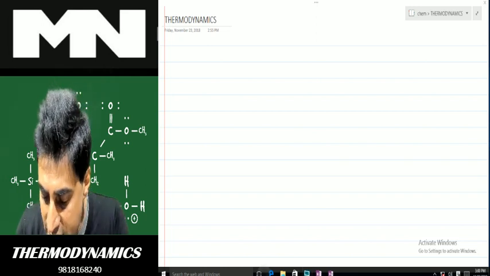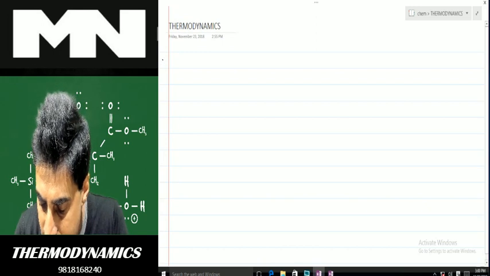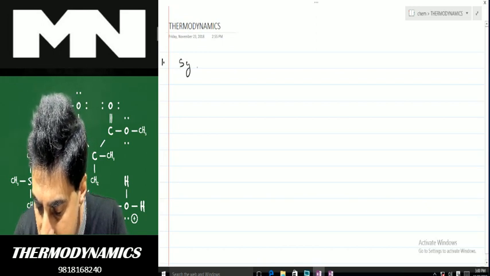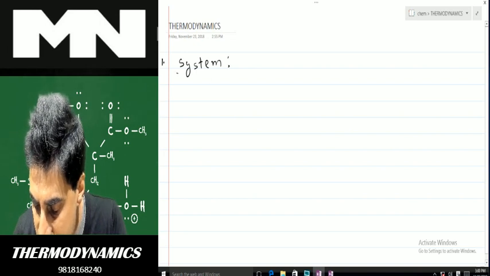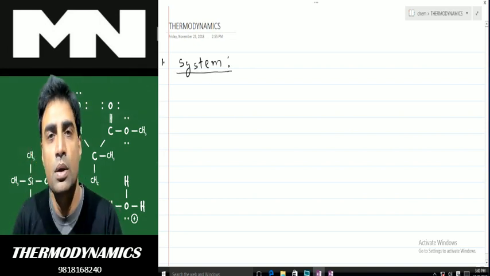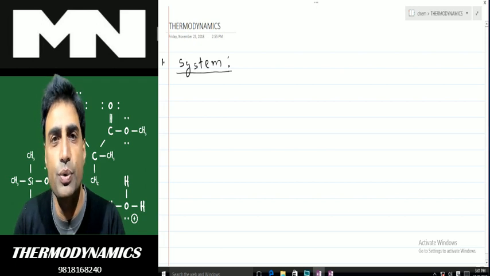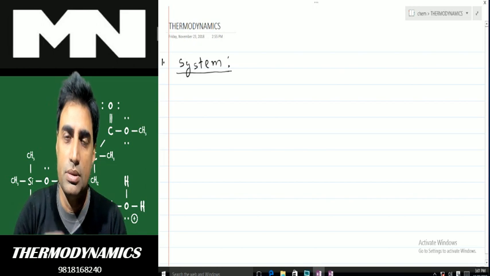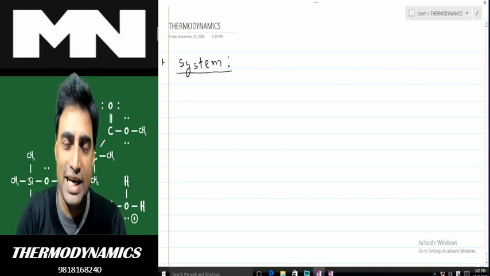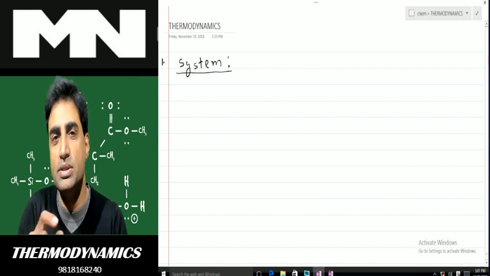So the first thing we'll see here is system. We'll see what a system means. A system is a part of universe under thermodynamic consideration. Any part of universe under thermodynamic consideration is known as system. For example, I gave you the example of a test tube. In that case, the test tube is my system. So any part of universe under thermodynamic consideration is a system.